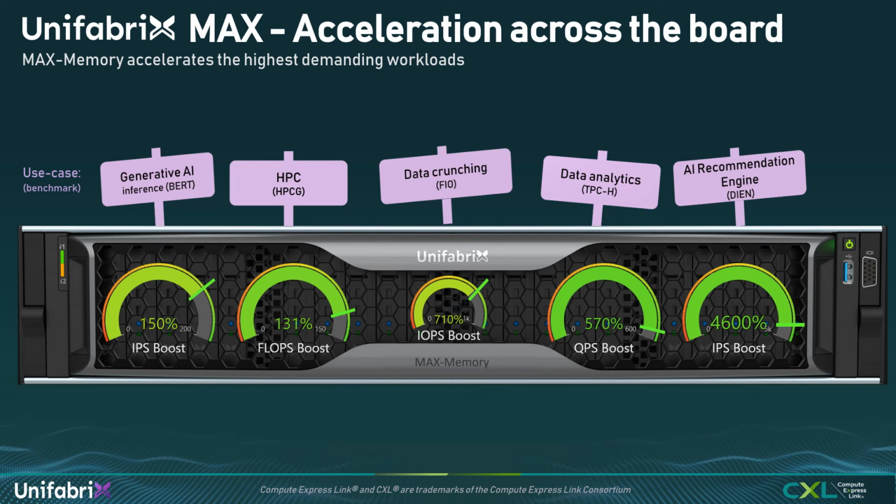Now, you are probably asking about the performance. Over here, we actually have 5 different benchmarks. Those benchmarks stretch from GenAI inference, BERT, where we showed that we increased the instructions per second by 150%. In HPC, we ran HPCG, and we got 131% floating point operations per second.